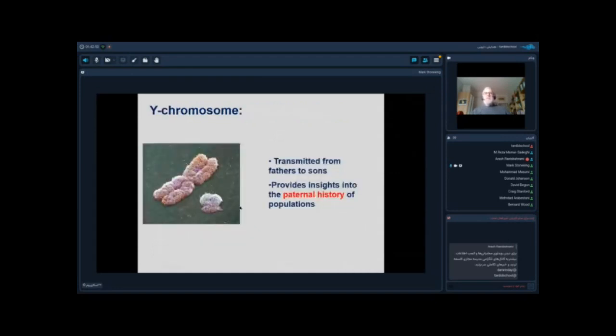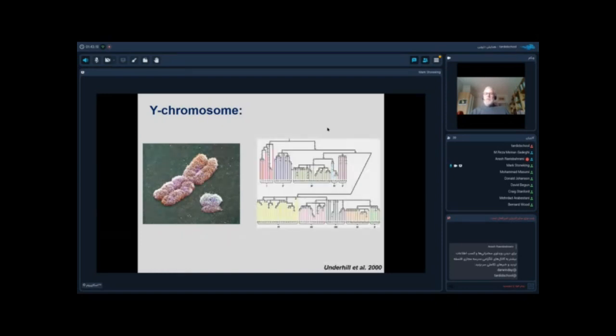The next gene to be looked at in sufficient detail to address these questions was this tiny, pathetic little chromosome here. This is the human Y chromosome compared to an X chromosome. It's what makes males male. And it's the paternal analog to mitochondrial DNA in that it's transmitted from fathers to sons. So it provides insights into the paternal history of populations. And studies of Y chromosome variation in modern humans produced trees that look very much like the mitochondrial DNA tree, with the primary division separating Africans from other groups, and that it took around 200 to 250,000 years to produce all of the Y chromosome variation that we see in modern humans today. So the Y chromosome also has a strong signal of a recent African origin.